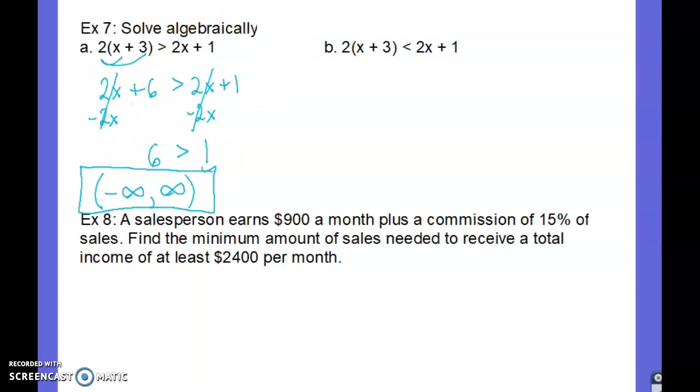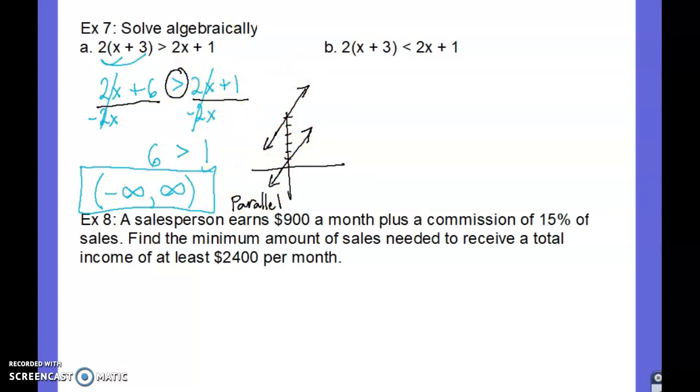Well, what does that actually mean? If we were to graph these two functions, 2x plus 6 and 2x plus 1, we're going to get a line like this and a line like this. 2x plus 6 is always going to be bigger than 2x plus 1. This will always be true. So be careful with this, because in the previous section when they were parallel lines we said it was no solution. In this case we found parallel lines where everything works, and it's all because of the inequality.